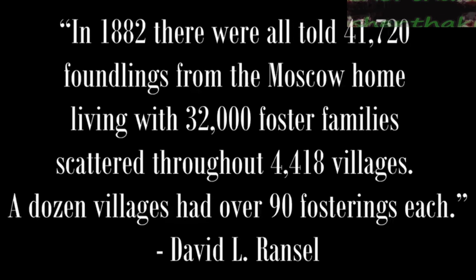In 1882, there were all told 41,720 foundlings from the Moscow home, living with 32,000 foster families, scattered throughout 4,418 villages. A dozen villages had over 90 fosterings each.